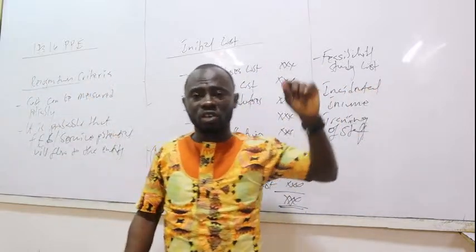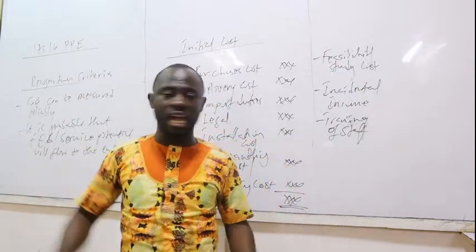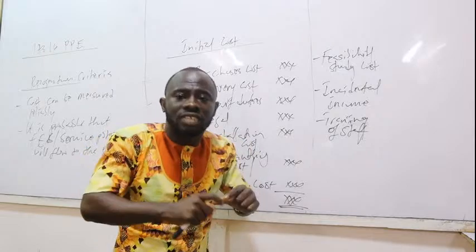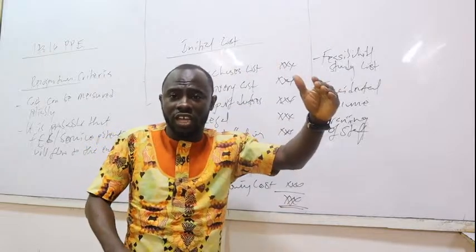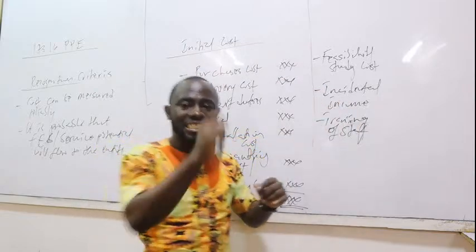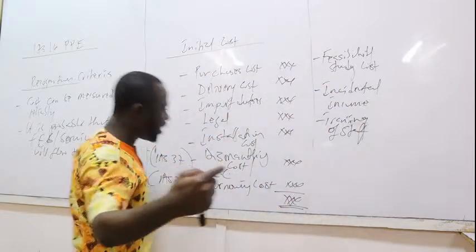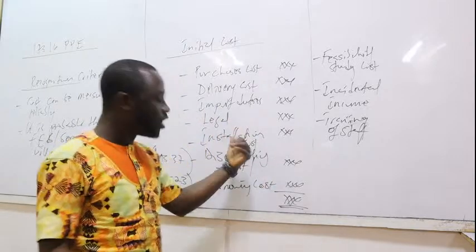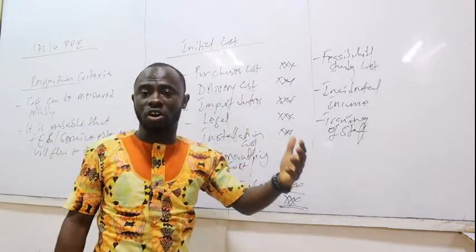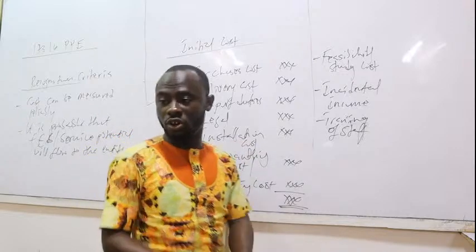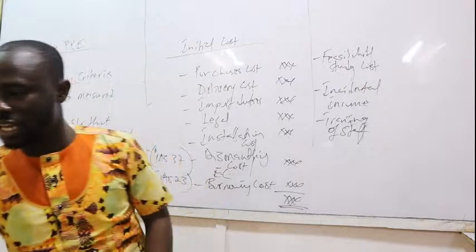Hence, training of employees cannot be included in the initial cost of the asset. But like I said, if we use staff in the construction of the asset, in the building of the asset, then the salary we pay to them will be included in the initial cost of the asset. So we can actually include the salary of individuals in that case.